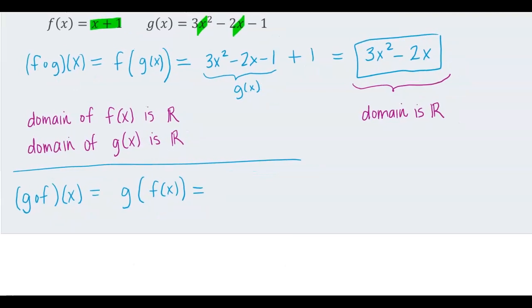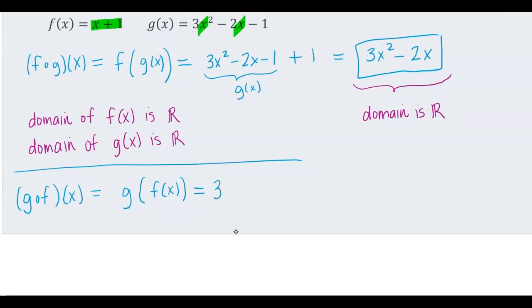So we'll have 3, and then I'm going to put x plus 1, and I square it. Minus 2, and then I put x plus 1. Again, every time I see x in the function g, I'm plugging in x plus 1 as the variable. And then minus 1.